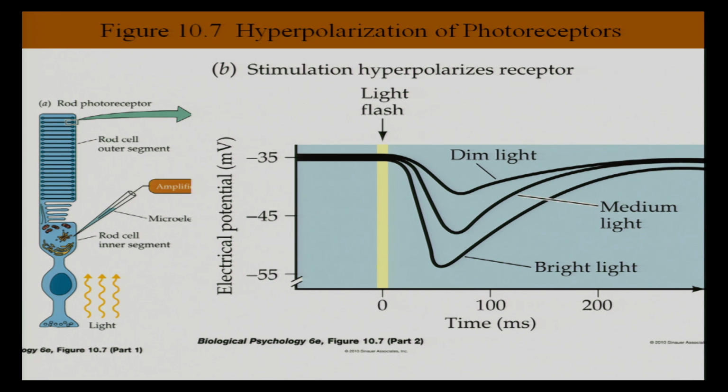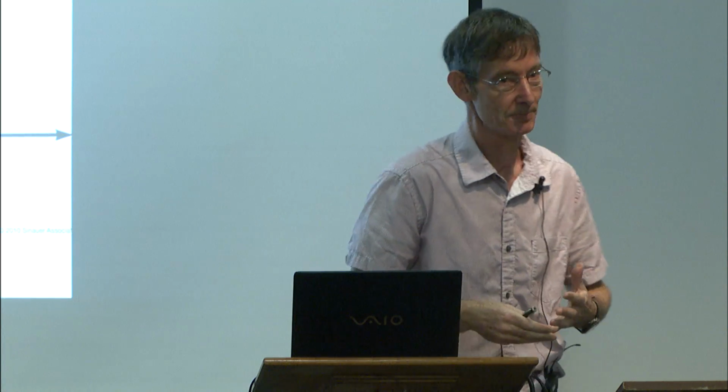Sometime later, we're recording with our electrode, you get an increase in polarization, a hyperpolarization. The photoreceptors hyperpolarize to light. And we'll see how that actually turns into, at the output of the retina, a bunch of action potentials. So this is an interesting departure from what you probably have learned so far about most neurons.